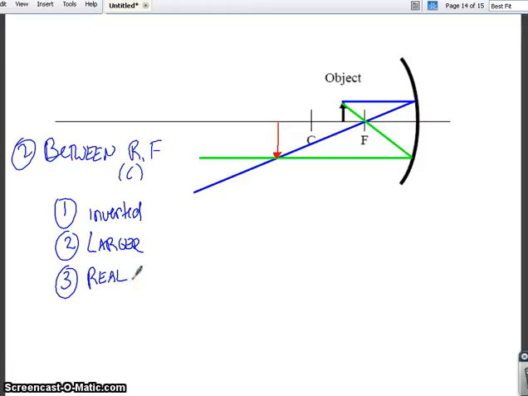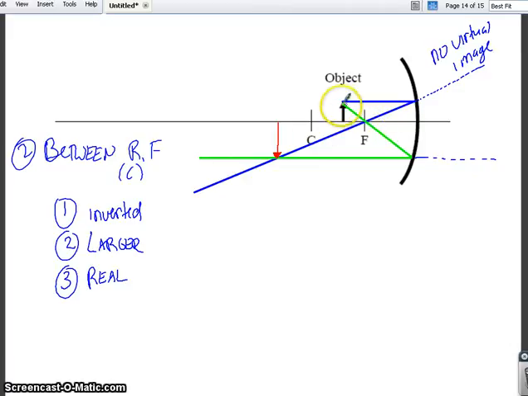Notice if I drew the extensions, these two lines never cross, so there is no virtual image. And I'm not going to draw the third ray because I feel like you don't need to. You need 2 rays and you're good. Okay? So this is our next situation between R and F.